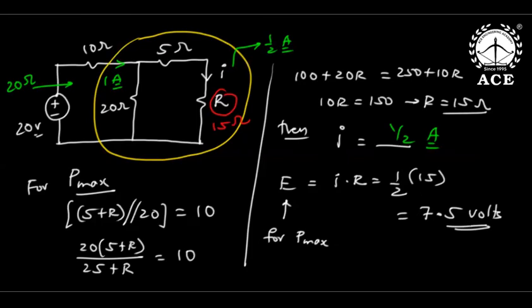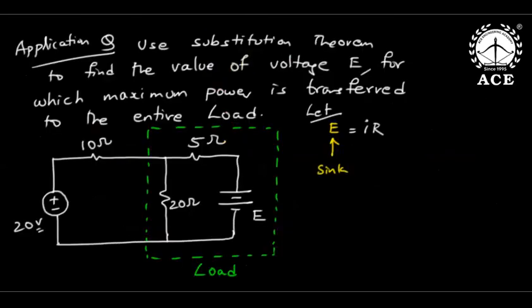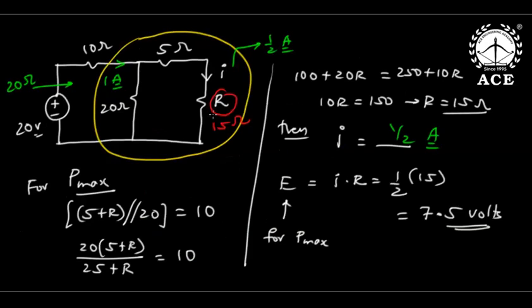See, the substitution theorem will simplify the reduction. Direct reduction was not possible in this problem, as the battery is there. We cannot equate load resistance to source resistance. Then what I did, I substituted this battery in terms of I into R only. So I simplified it into a resistance problem. Then load resistance equals source resistance for Pmax. Then I got R, then I got I, then E equals IR. That is the real meaning here.